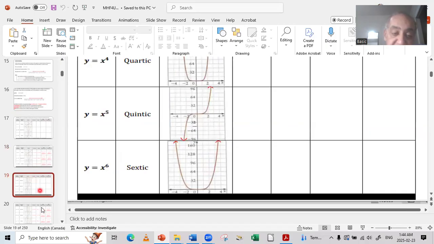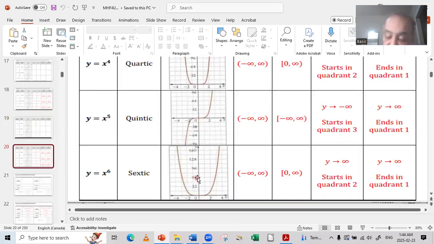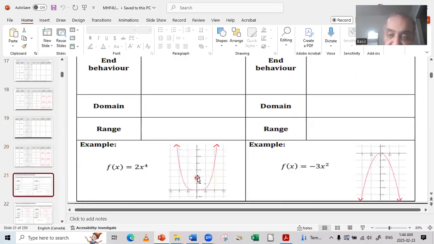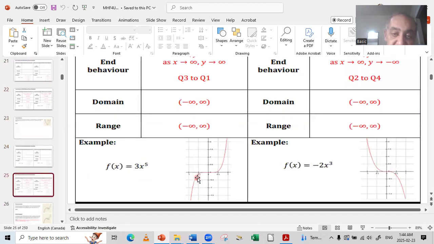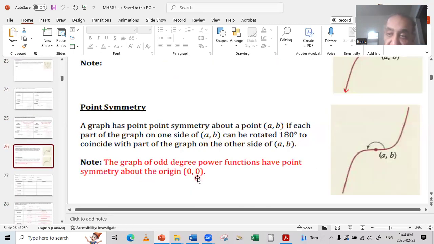All this we talked about yesterday and in the previous lecture, and we also talked about how to get the domain and range for many functions. And we talked about point symmetry. For the cubic, it takes this figure around 0 and 0, because even if you flip it, it is still around the point 0 and 0. That's for the cubic function.